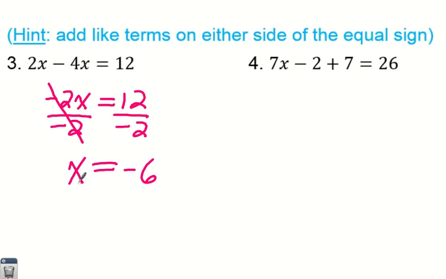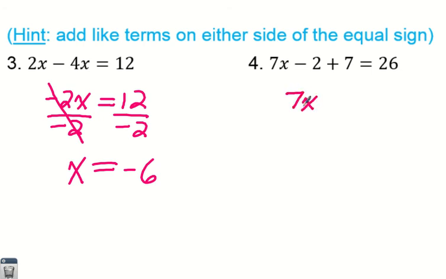Number 4, are there any like terms that are already on the same side of the equal sign? And the answer is yes. Negative 2 and a positive 7, those two terms are already alike and they're already on the same side.